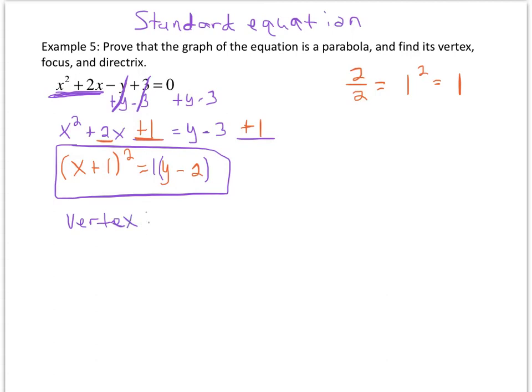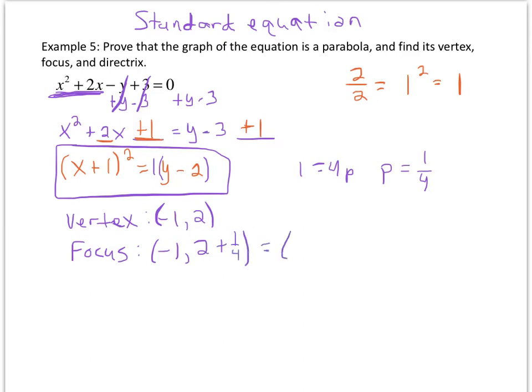So the vertex would be negative 1, 2. The focus, we have to know the value for p. So 1 is what's in front of that parentheses. 1 equals 4p means that p equals 1/4. Since y is the variable that isn't squared, we would do negative 1, comma, 2 plus 1/4, which is negative 1, comma, 9/4.